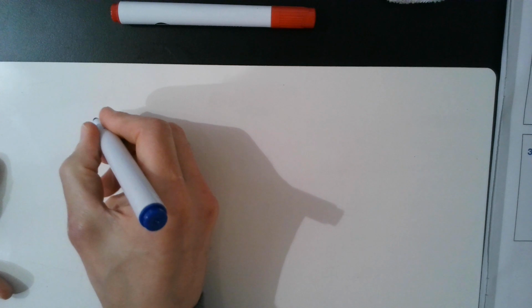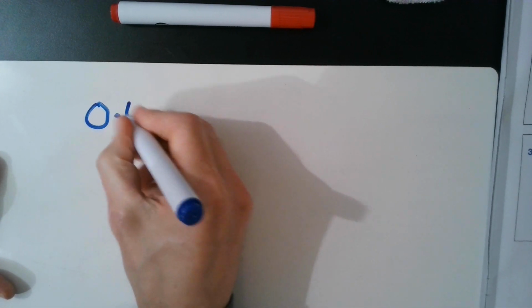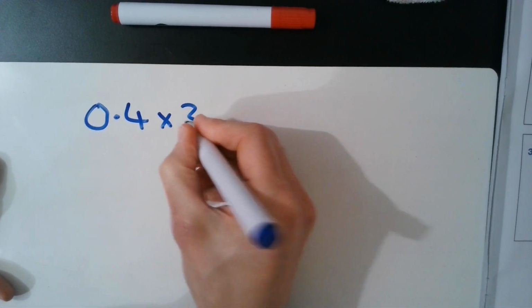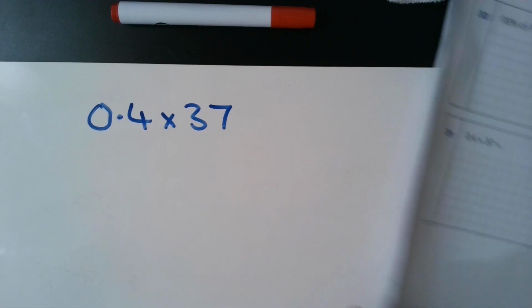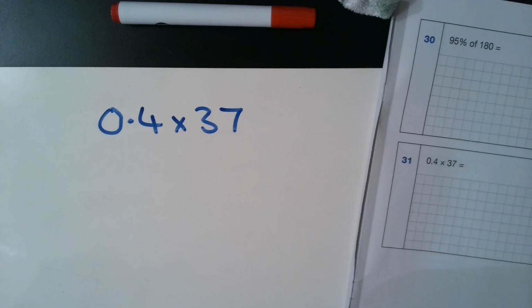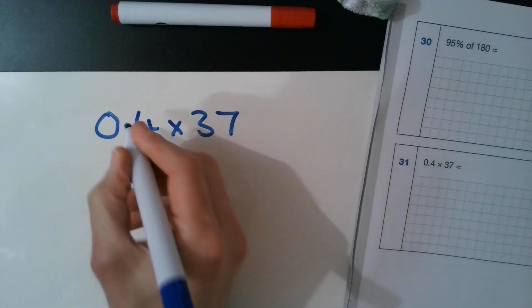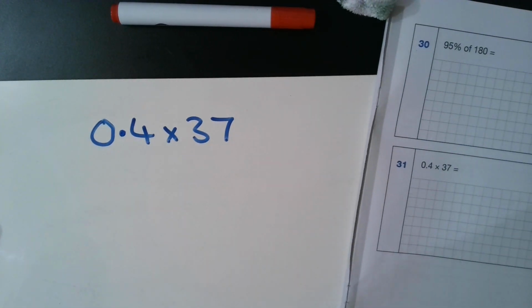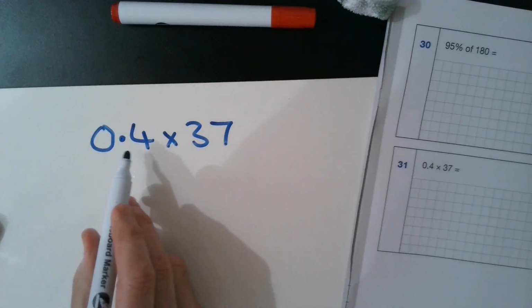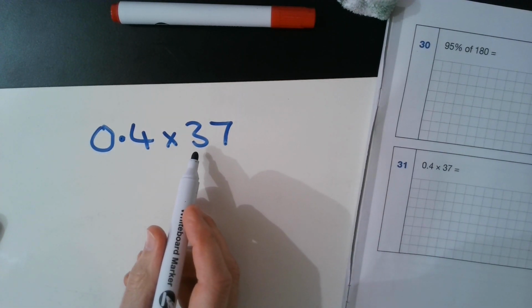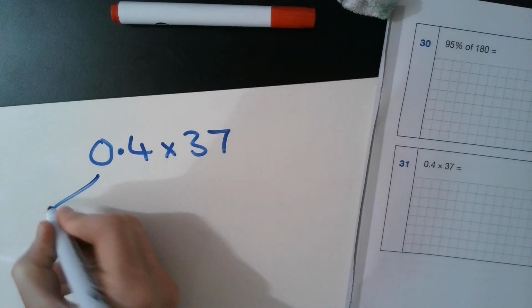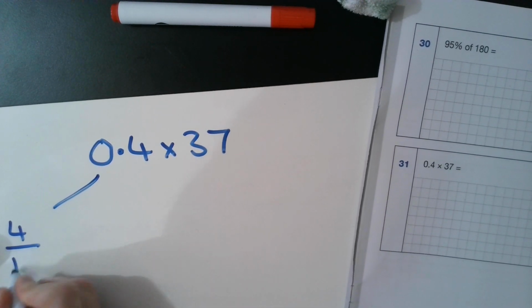0.4 multiplied by 37. This question was another one of those curveball questions I mentioned earlier in the paper. So, different ways of thinking about this. Some of you might like to change that to 4/10 and work out 4/10 of 37. So that is one possible way we could work it out.